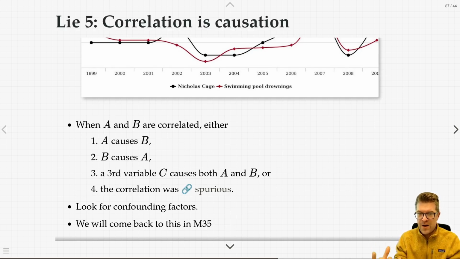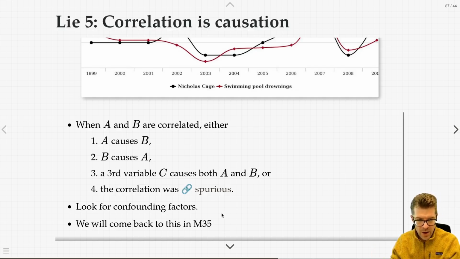If you were to collect the same variables again, just randomly again, then the correlation would just disappear. And that happens quite commonly. So you'll always look for confounding factors, and pay attention to module 35 when we come back to it.